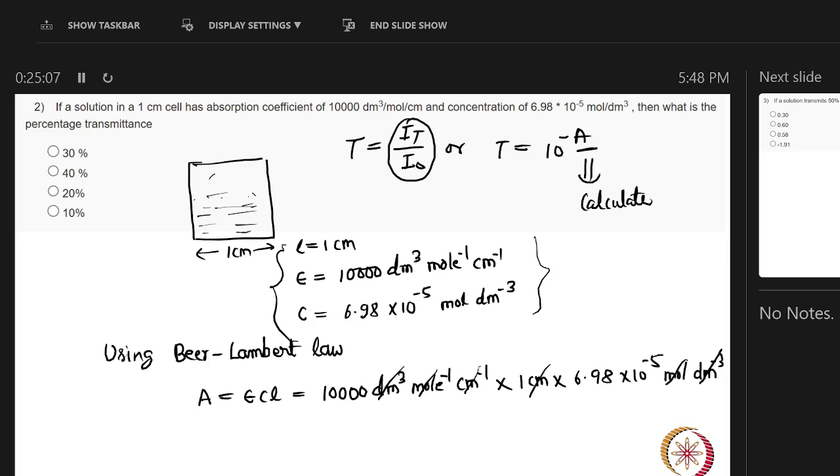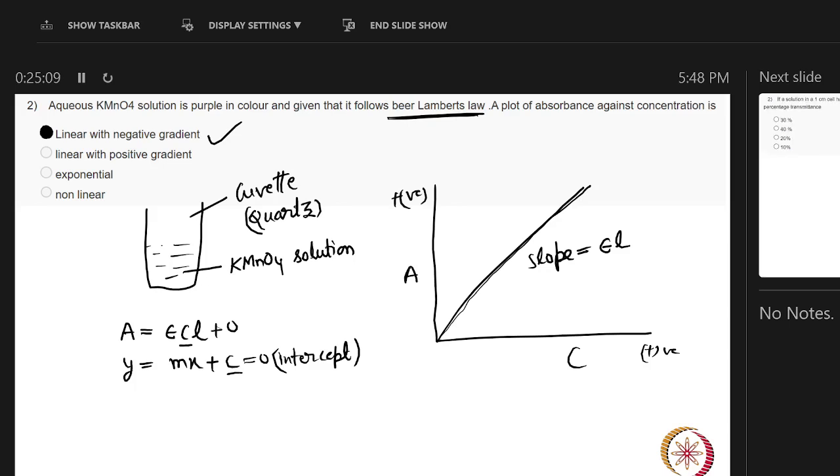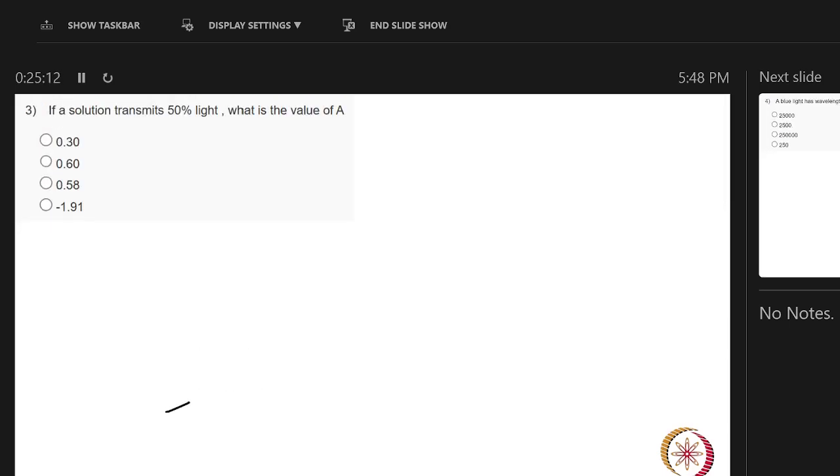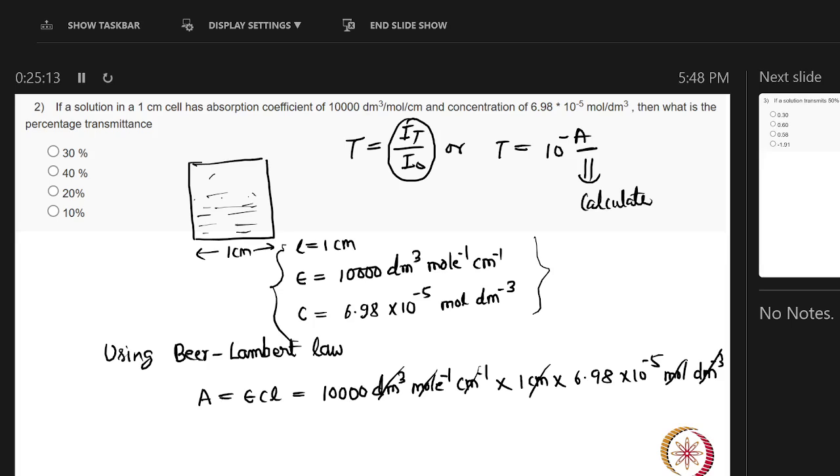So what is the unit of absorbance? Unitless, because we are taking a ratio. So that's why absorbance is always unitless. If you solve this equation, what will you get? You will get something like 0.698.